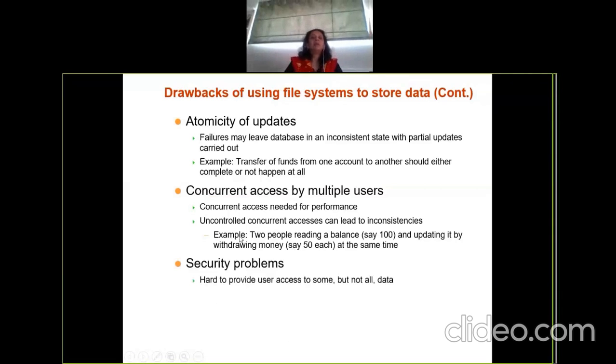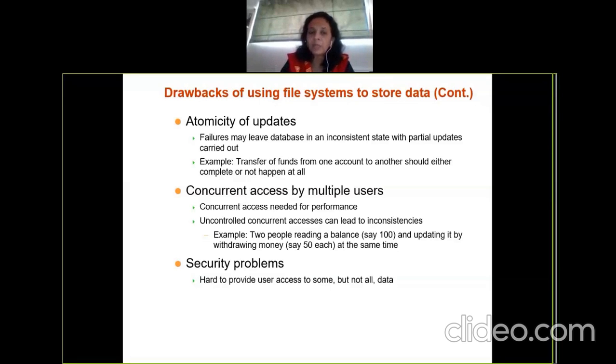And the last drawback is the security problem. To provide security in a file processing system is very difficult. It is not necessary that every user sees the entire database. Is it necessary for a student to see the salary of faculty? Not necessary. Is it necessary for a particular teacher to see other teachers' salaries? Not necessary. Is it necessary that a particular clerk sees the entire balance of the institute? Not necessary. So only some part or abstract view of the data is provided to that particular user.